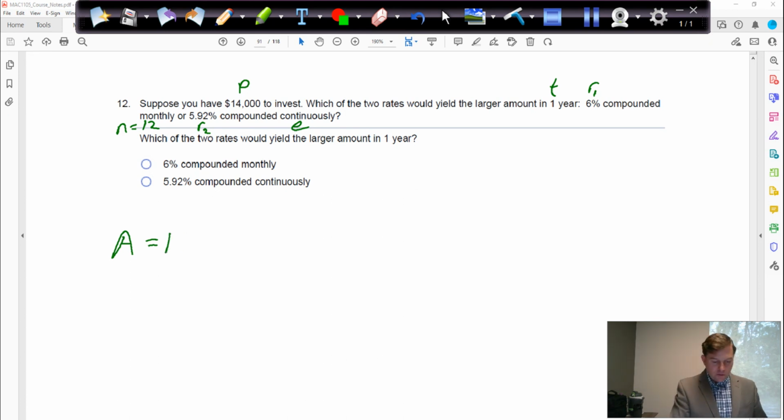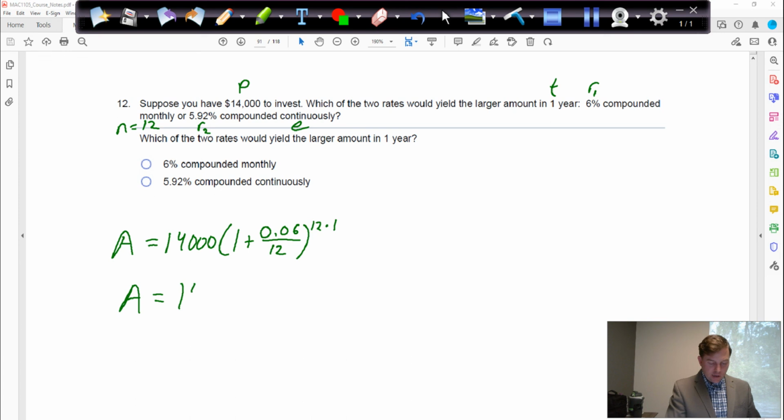So we have 14,000 times 1 plus 6% converted to decimal will be 0.06 divided by the compound period 12, raised to the compound period 12 times the time, which is 1 year. And if you get all of that correct on your calculator, you should get that your 14,000 grows to $14,863.49. So notice your money made you $800 in 1 year and you didn't have to lift a finger to do it. In fact, all you had to do was refrain from spending any of that 14,000, which can be hard to do, I guess.